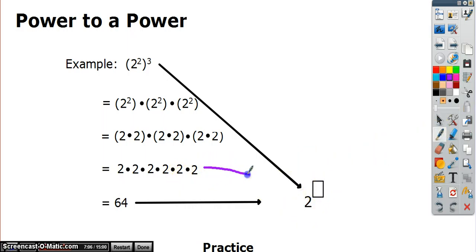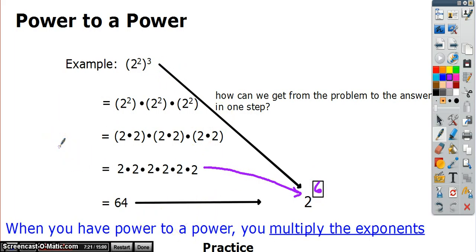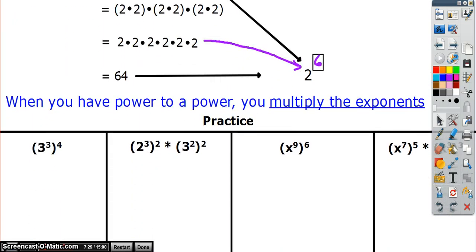And again, it's pretty much going straight from that step here. How many 2's were there? 6. So how do we get from the top step to the bottom step in one step, skipping over all this stuff? And you can probably see that you multiply the exponents. So power to a power rule, you multiply the exponents. All right, let's see if we can put this rule into use.